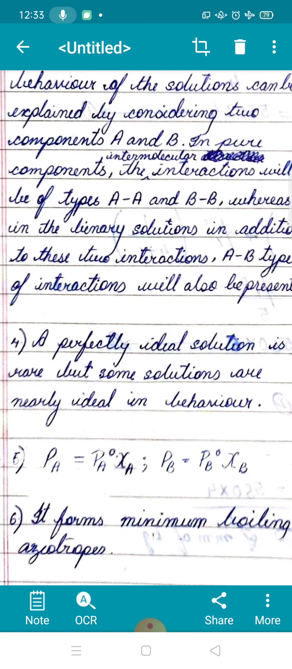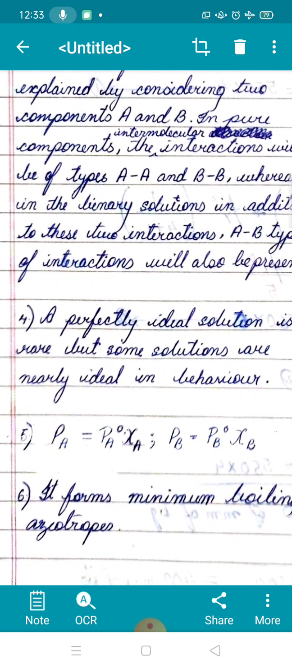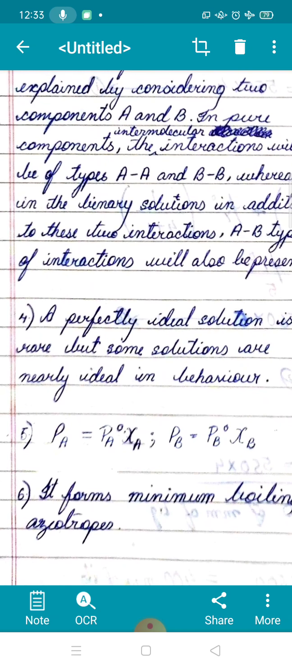So you may refer to your textbook and look for examples of ideal solutions. Usually, they are benzene and toluene, methanol and ethanol. You will find there are quite a few examples. Please make an effort to find them. If the solutions are ideal, they obey Raoult's law. Therefore, Pa will be equal to Pa naught chi A and Pb will be equal to Pb naught chi B.